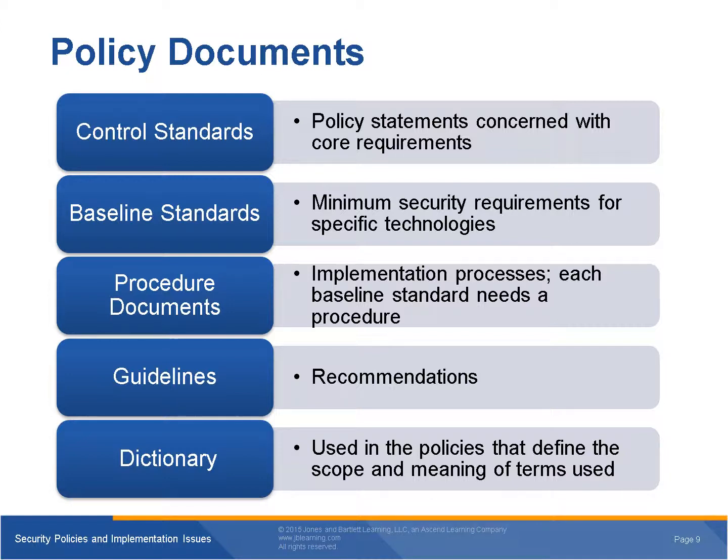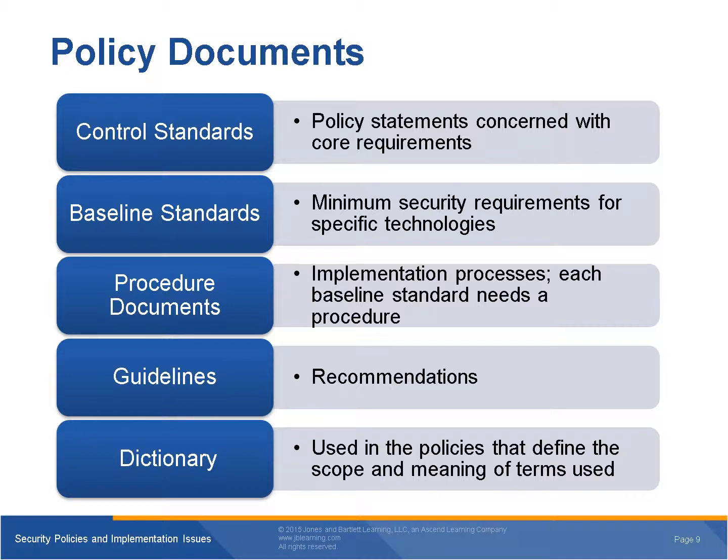These are policy documents describing core security control requirements. Baseline standards are technical documents describing security controls for a specific technology. Procedure documents, those are processes to implement control and baseline standards. Guidelines, these are optional documents that include parameters and recommend policies, standards, or procedures. And a dictionary. It's a common taxonomy to be used in the policies that defines the scope and meaning of terms used.